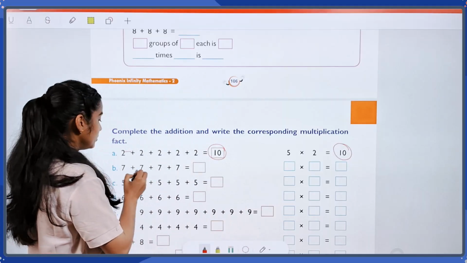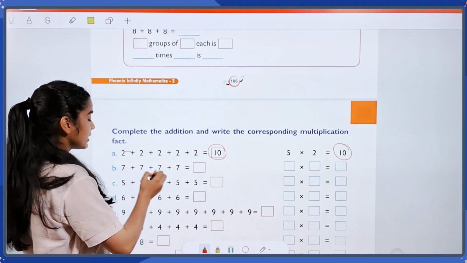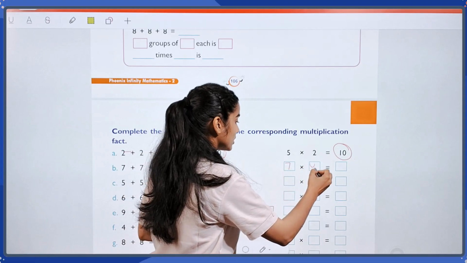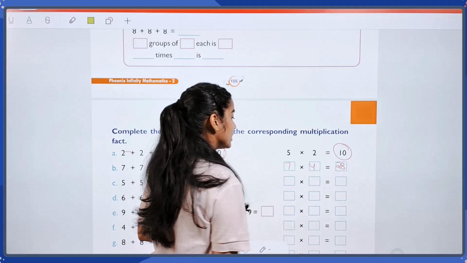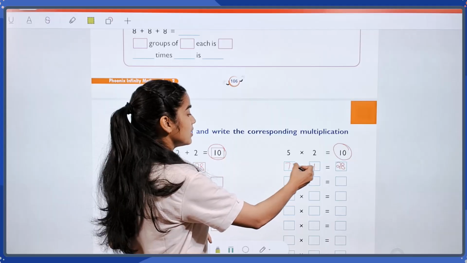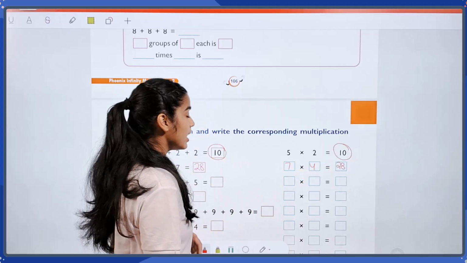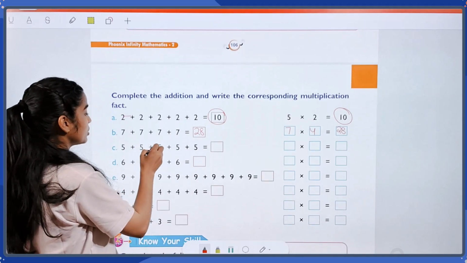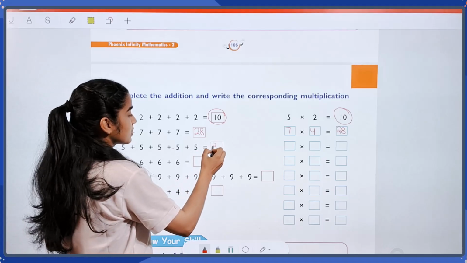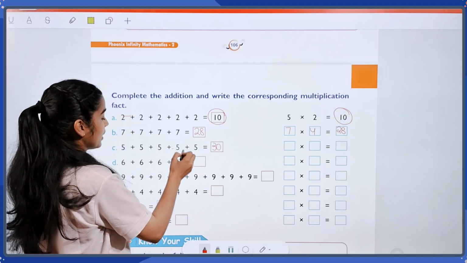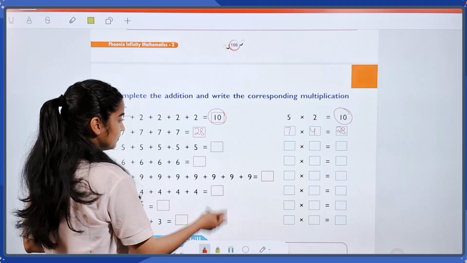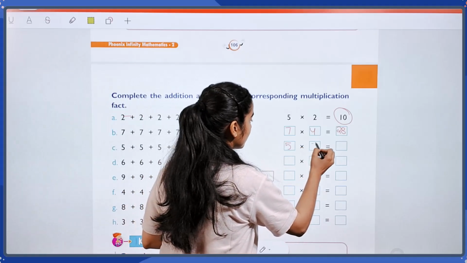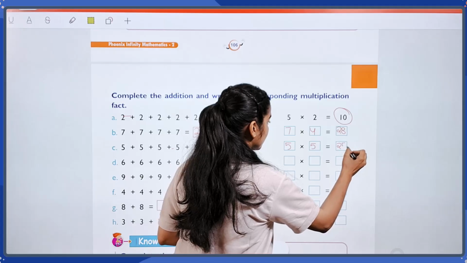Next we have 1, 2, 3, 4. So 7 times 4 is 28, and you can also write 7 times 4 is equal to 28. You can read this mathematically as 7 multiplied by 4 is equal to 28, and you can also say 7 fours are 28. Now 1, 2, 3, 4, 5. So 5 times 5 are 25. You can also write here 5 multiplied by 5 is equal to 25.